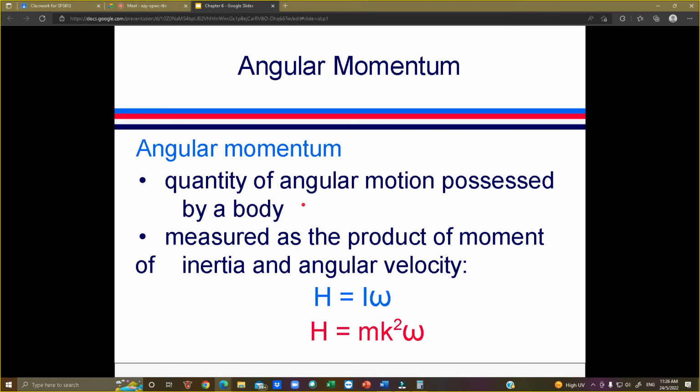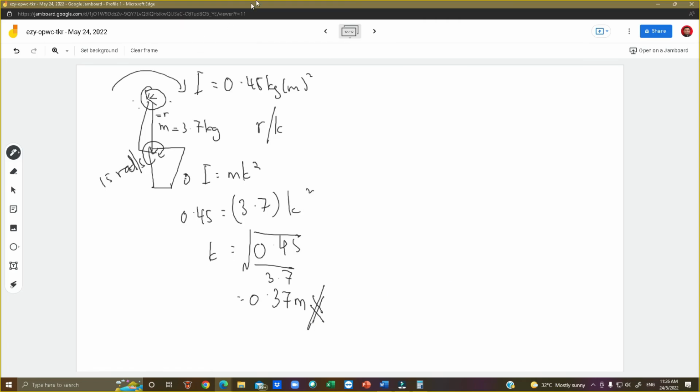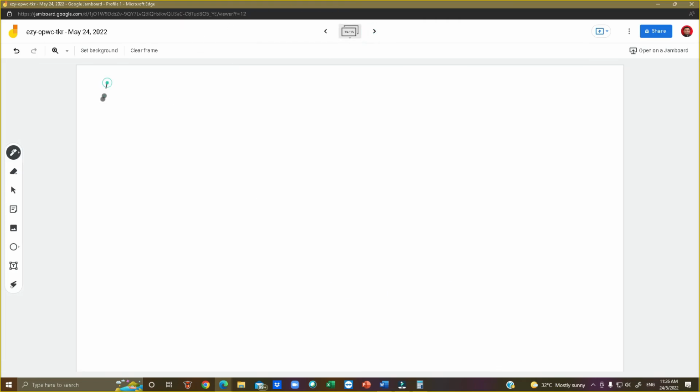Angular momentum is quite similar to linear momentum. If you don't believe it, look here. Linear momentum we write as m equals mv. Angular momentum is H. M is mass, and in angular motion, mass is the moment of inertia, while v is velocity, which in angular motion is omega. This is angular momentum, or it can be written as I, expanded to mk squared, times omega. These two are equal.